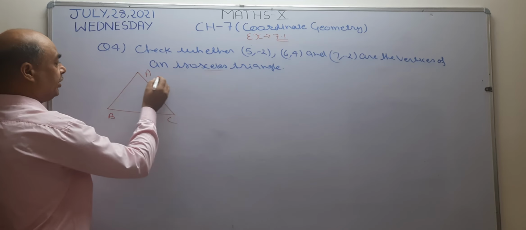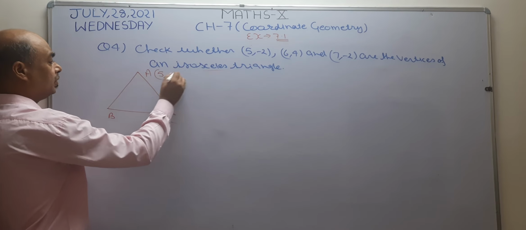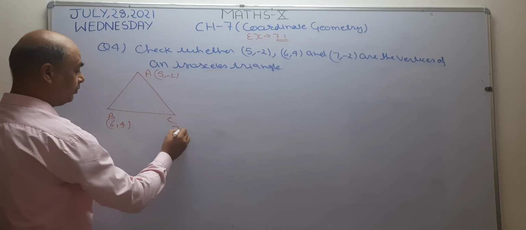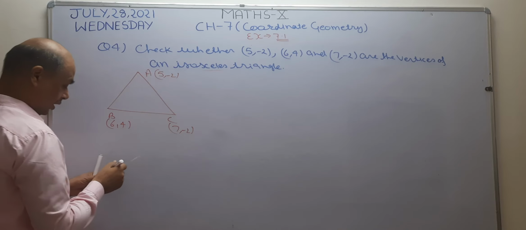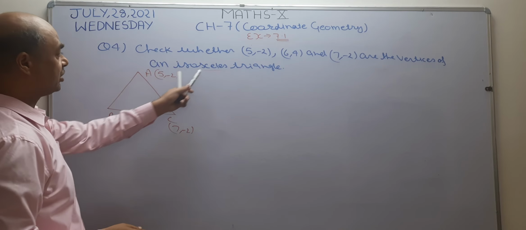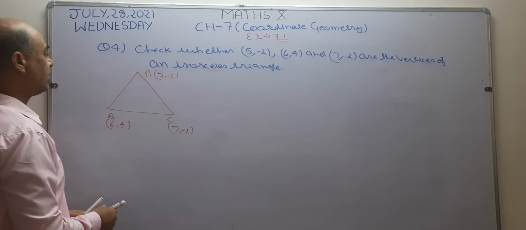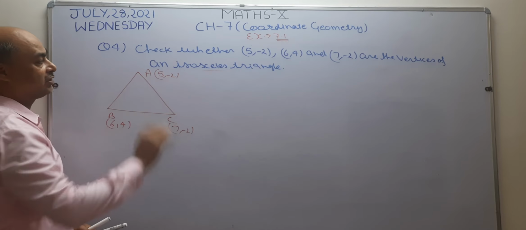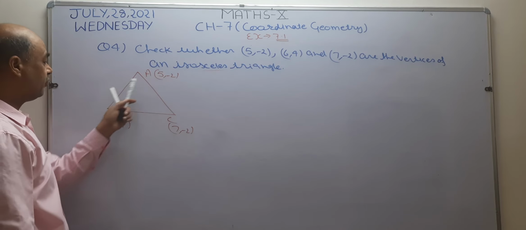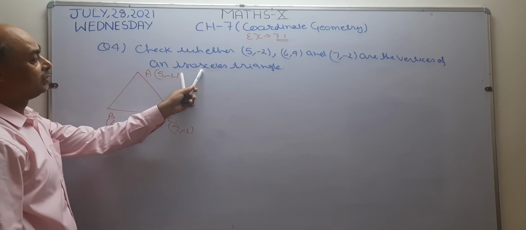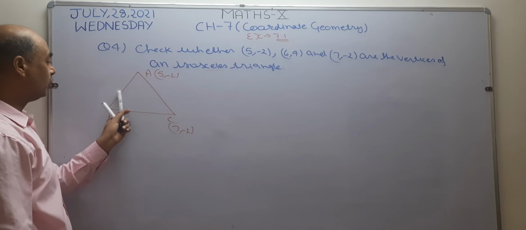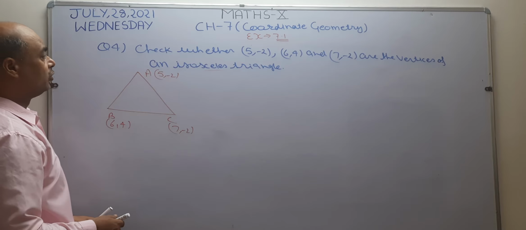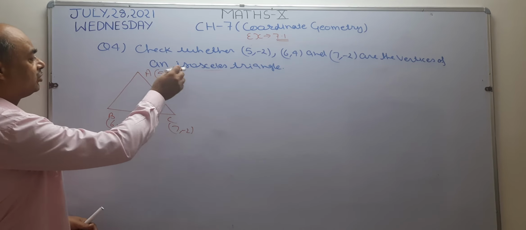I take the first coordinates as A, the second coordinates (6, 4) as B, and the third coordinates (7, -2) as C. Now I want to check whether this triangle is isosceles or not. If a triangle has any two sides equal, it is known as an isosceles triangle. If all three sides are equal, it becomes an equilateral triangle. And if all three sides are different, it becomes a scalene triangle. So I want to check whether this triangle is isosceles or not.